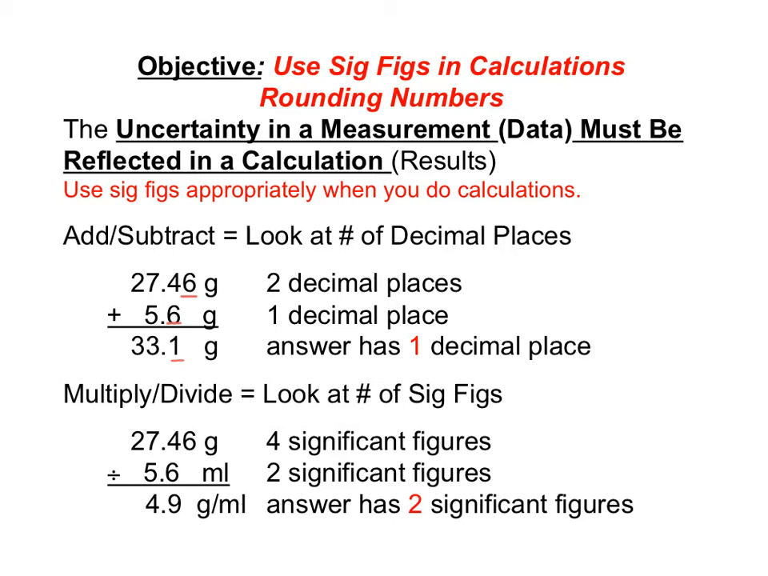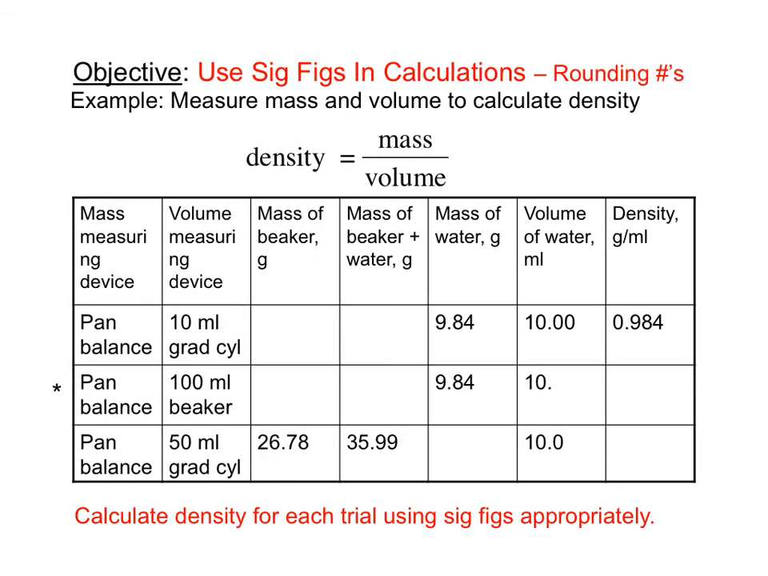For a calculation that involves multiplication or division, look at the number of significant figures. For example, this number has 4 significant figures, this other number has 2 significant figures, so when we divide one by the other, our answer should be rounded to 2 significant figures. Let's practice. Stop the video and fill in these blanks.